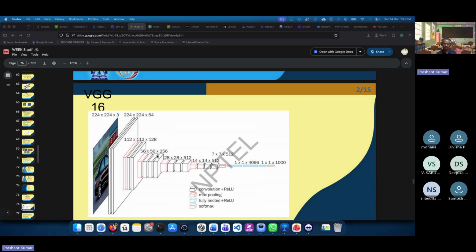Okay. So you can see that with these number of convolution layers with the same size of kernel, and the same kernel we are using, then we are reducing the number of parameters, right?